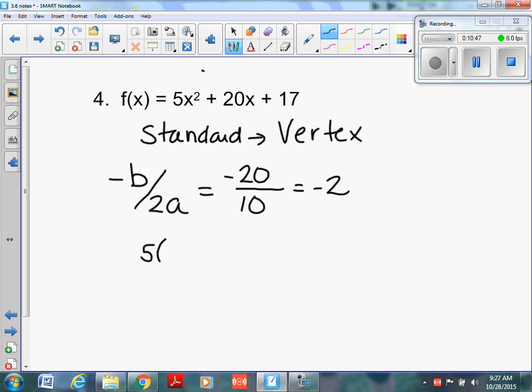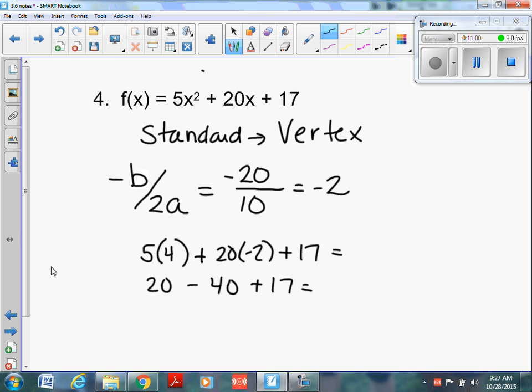5 times negative 2 squared is 4, so that's 20, plus 20 times negative 2, which is take away 40, plus 17. 20 take away 40 is negative 20, correct? Negative 20 plus 17 is negative 3.